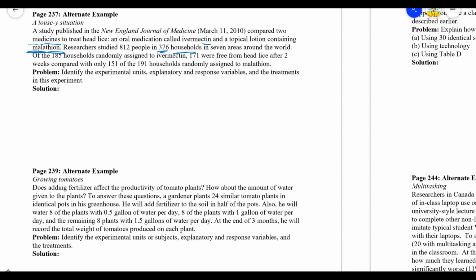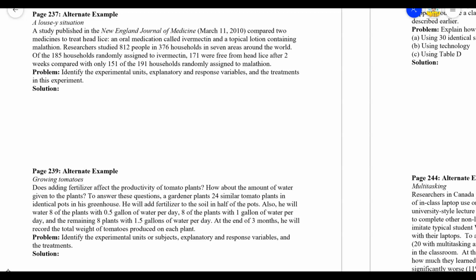They're going to the household, and we can see it here. Of the 185 households randomly assigned ivermectin, right? We're assigning this treatment to the entire household. So when we go to evaluate the result, we're not counting the people in there. We're counting whether the household was free of lice. Does that make sense? So be careful with that. Sometimes, most of the time, I think it's going to be really easy and obvious, but sometimes it can be a little bit tricky.